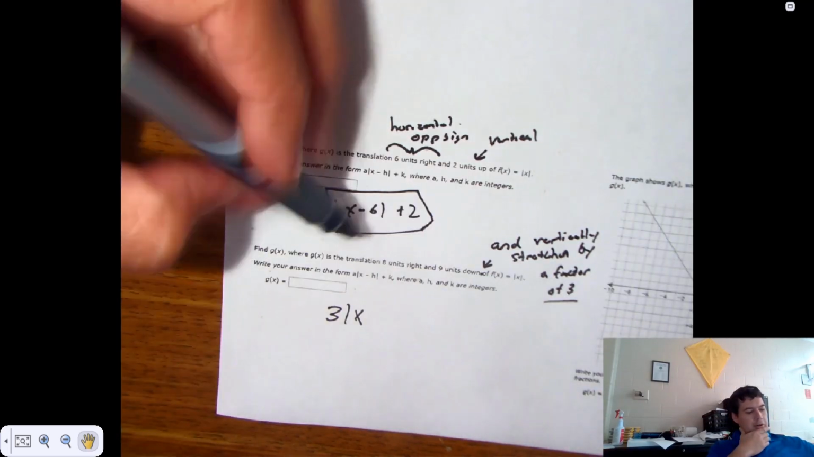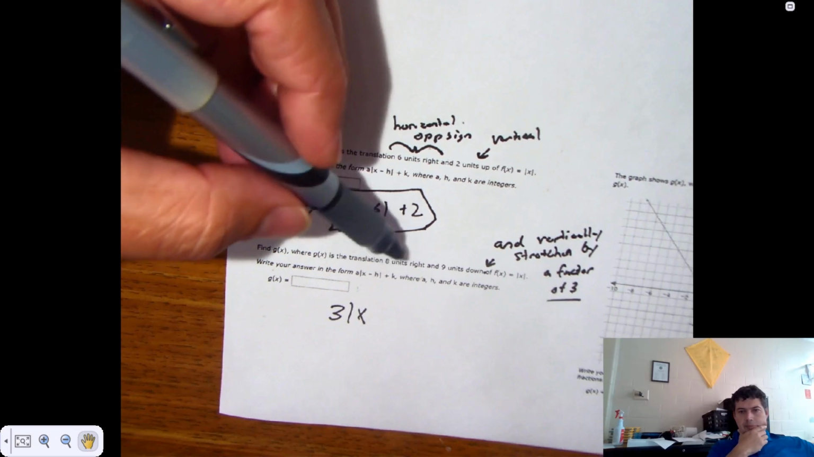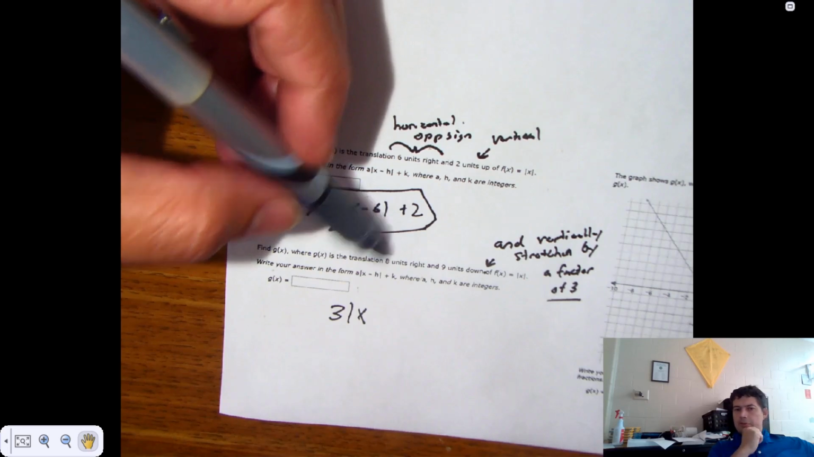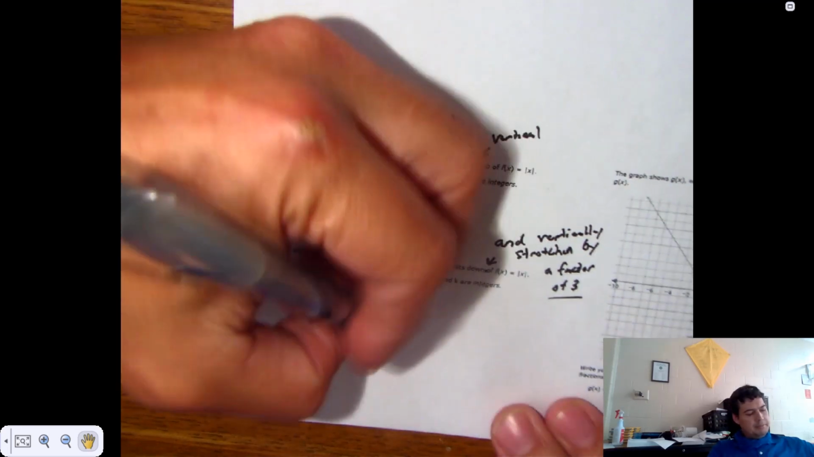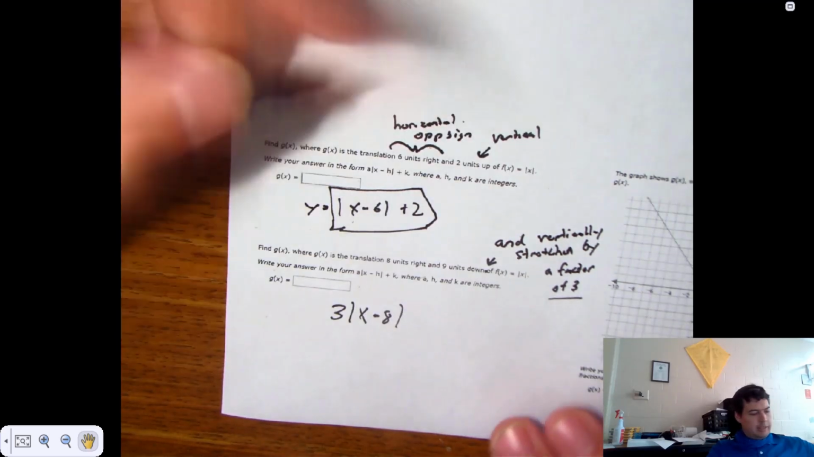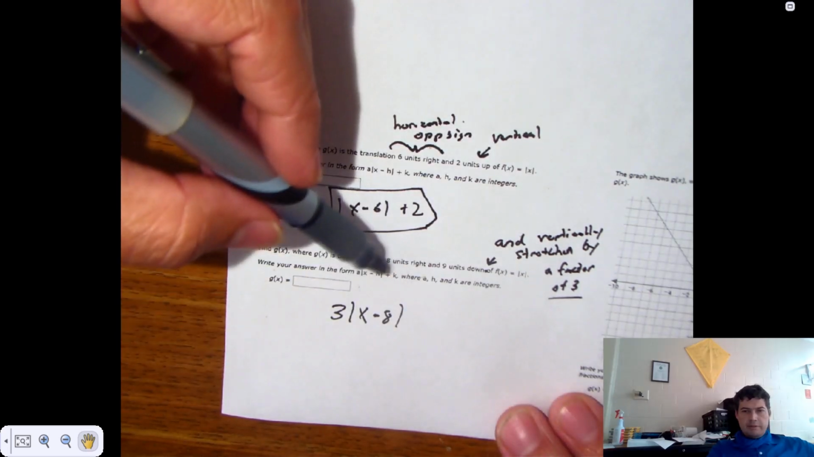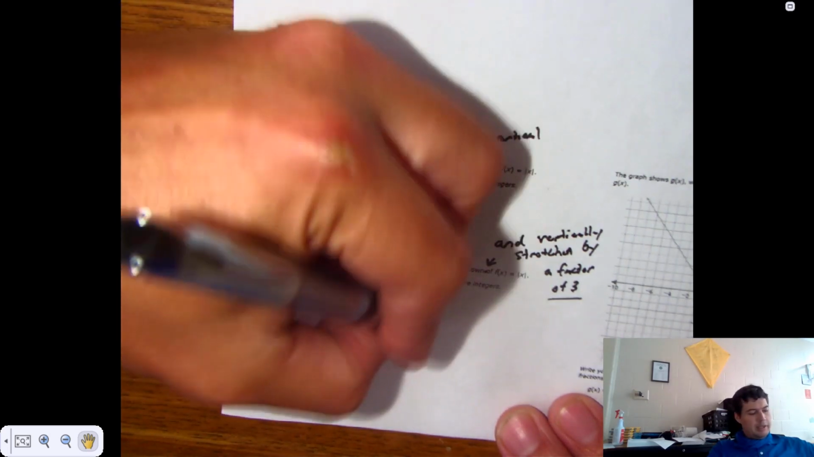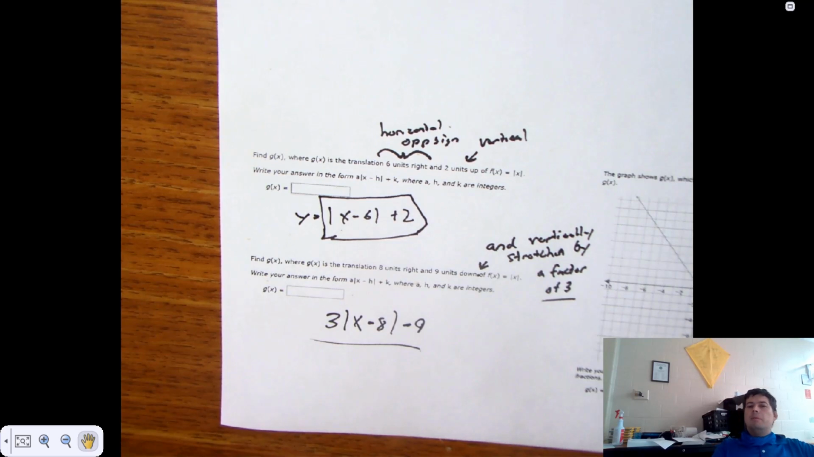I see 8 units right. And when I see 8 units right and I think about a number line, I think plus 8. But when I put it into absolute value bars, I have to do opposite, minus 8. 9 units down, that kind of lines up with k. That's a vertical shift. You get to keep the sign. So minus 9. So on my modified problem, that would be the correct answer.